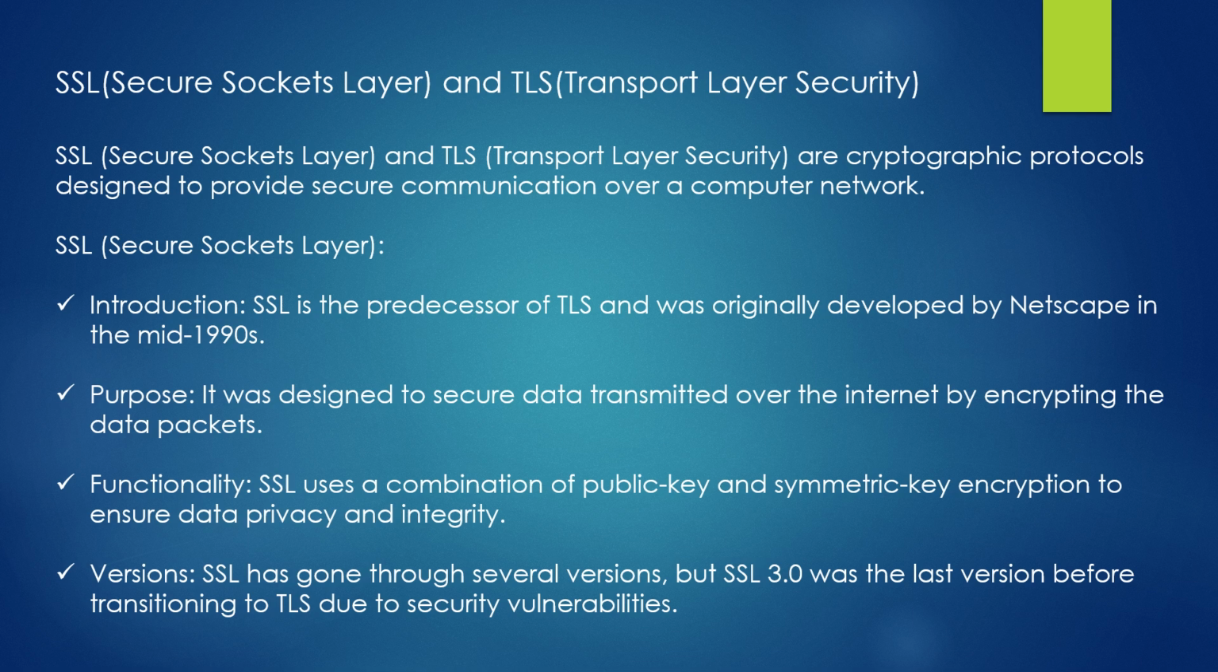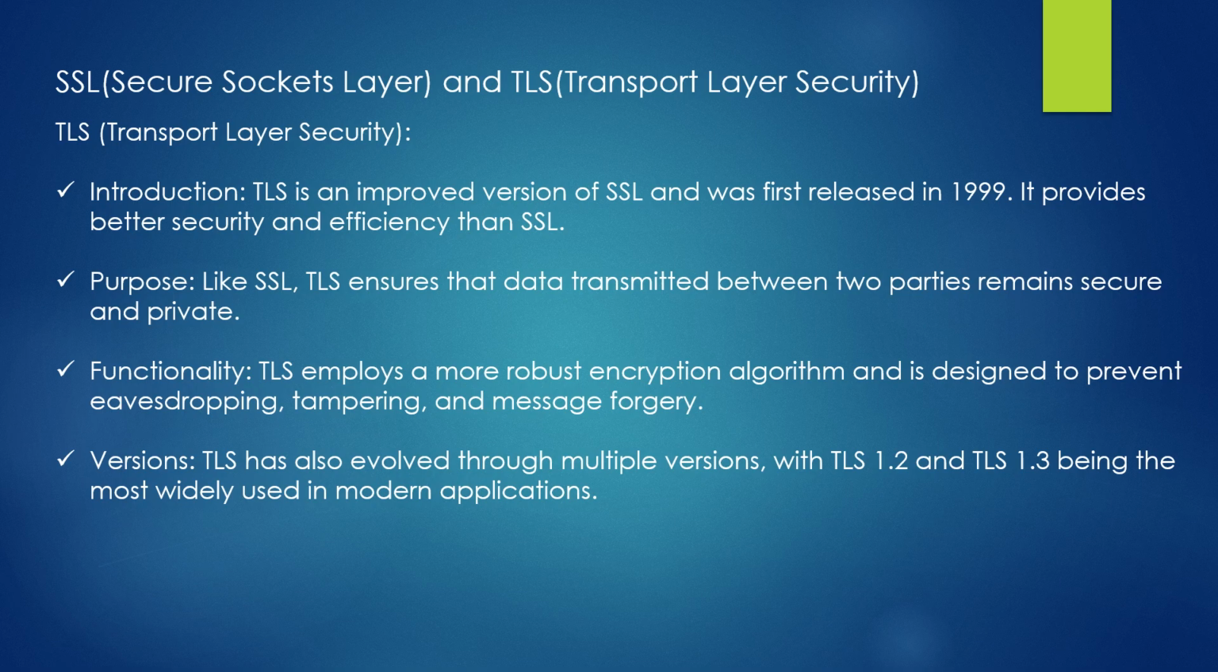SSL uses a combination of public key and symmetric key encryption to ensure data privacy and integrity. Talking about versions, SSL has gone through several versions, but SSL 3.0 was the latest version before it was transitioned to TLS due to security vulnerabilities. Now talking about TLS, that is Transport Layer Security. This is an improved version of SSL.